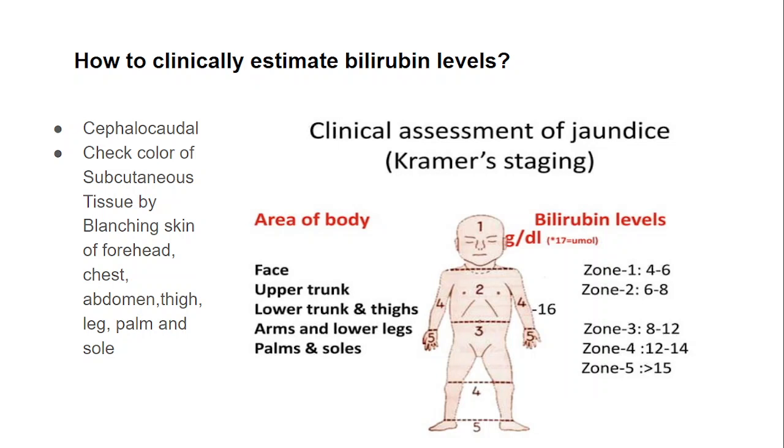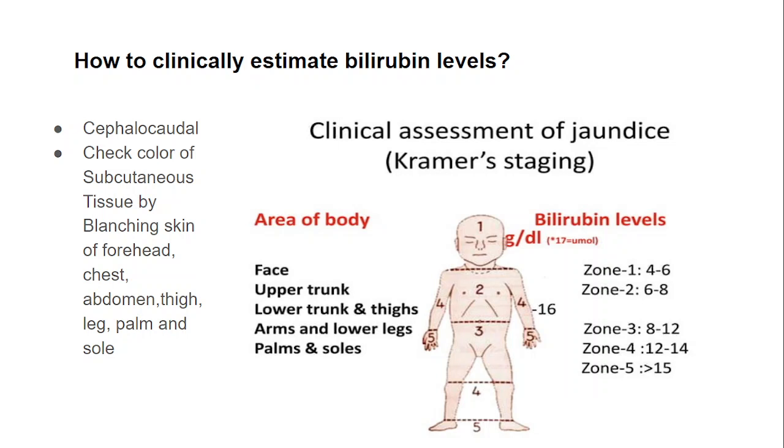Zone 4 is the arms, the upper arm and the lower arm, and the area between the knee and ankle in the legs. And zone 4 is estimated to be approximately between 12 to 14 gram per deciliter. Zone 5 is the palms and the feet region, and it is usually estimated at more than 15 gram per deciliter.